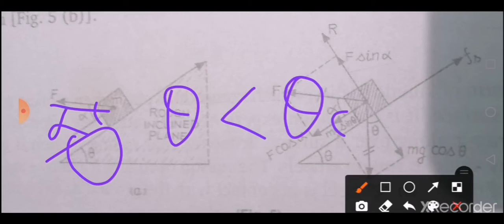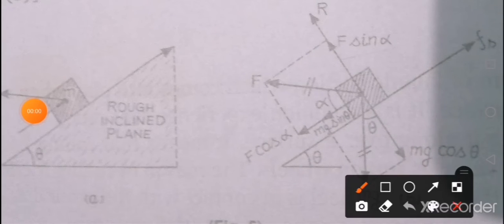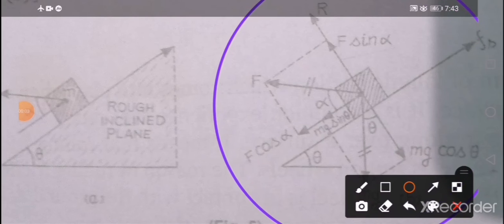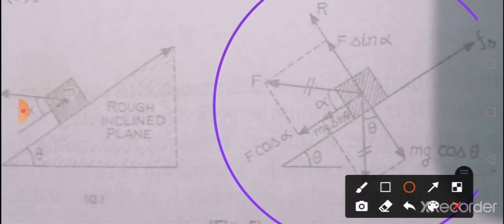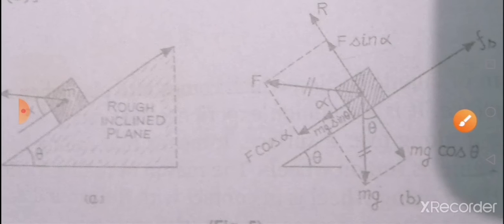Now let us see the free body diagram. In the figure on the right side, you can see the free body diagram of the situation which we have taken. Here you are going to resolve the vectors: you have the reaction force, the force we have applied, and the gravitational force also. As usual, you resolve each external force. F is resolved into F sin alpha and F cos alpha, and the gravitational force mg is resolved into mg sin theta and mg cos theta.